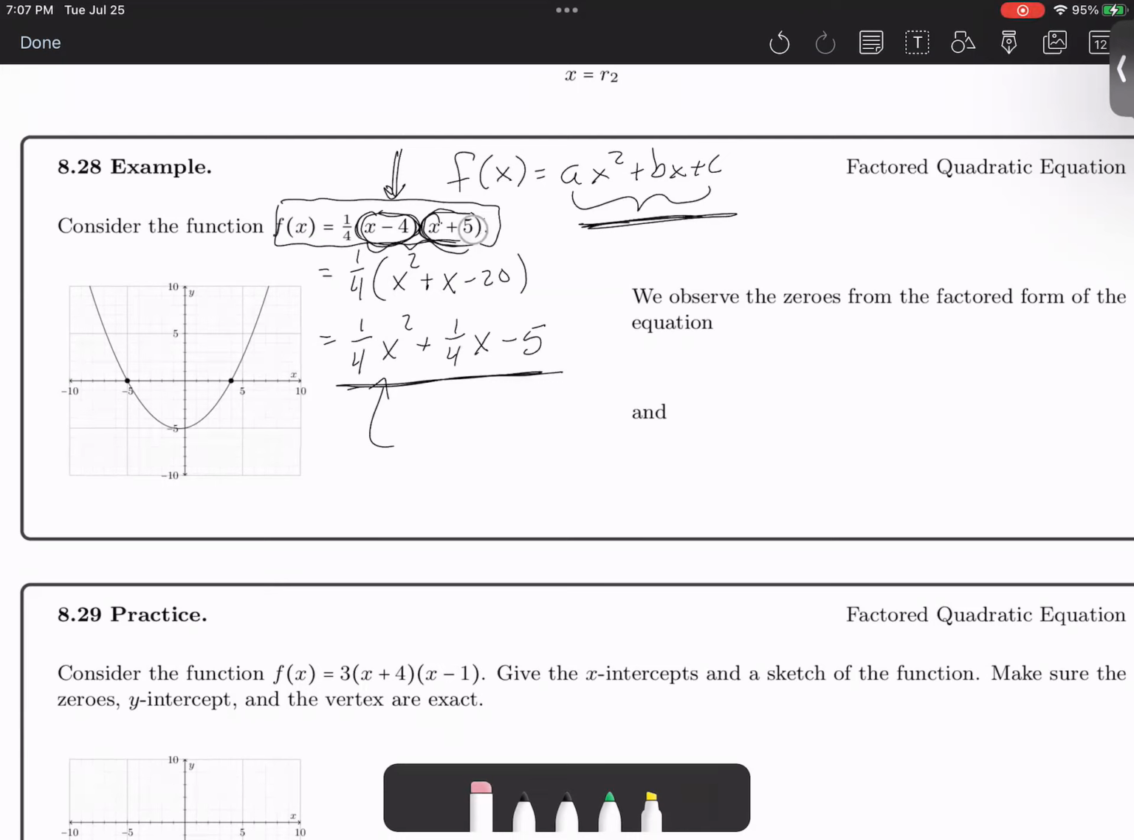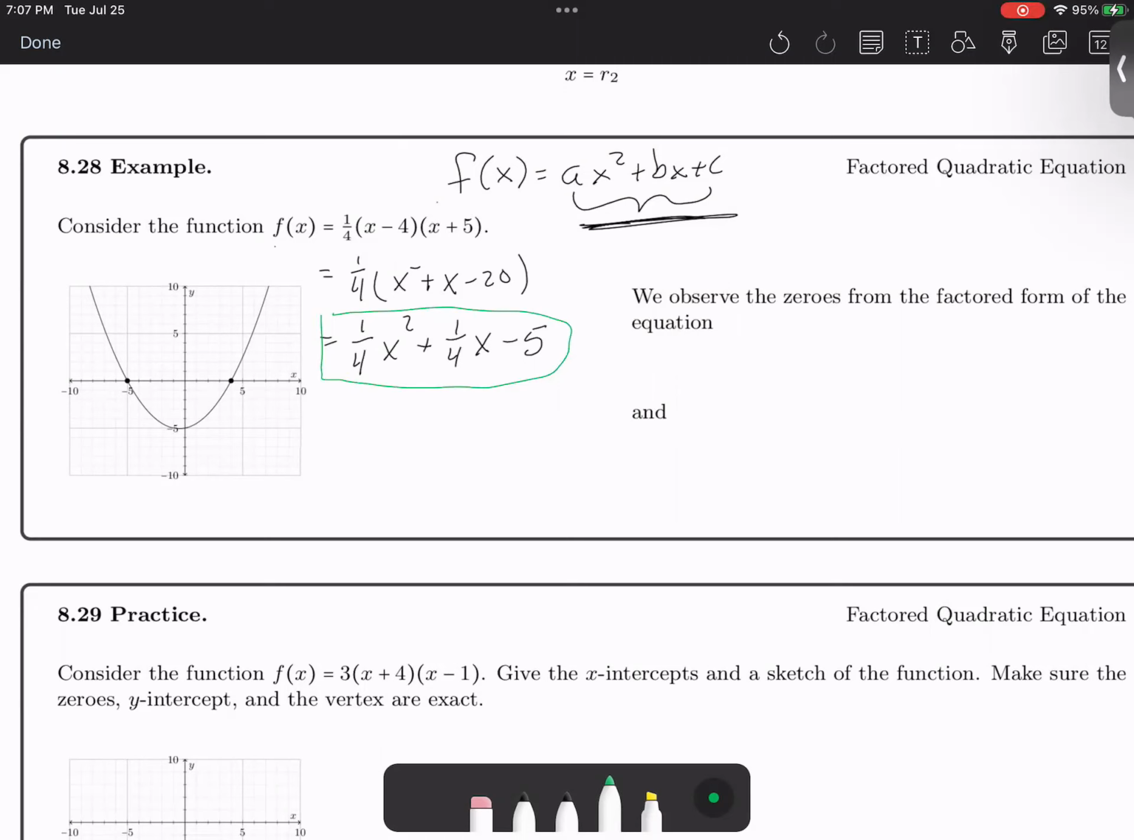Now, the reason that we like the factored form so much is because I can easily tell what my zeros are. If I gave you this form right here, you would probably jump right into the quadratic equation to figure out what your zeros are. But knowing that this is the same function, and also knowing that a times b equals 0 implies that one of them has to be 0, well, you've got a product of 1/4, x minus 4, and x plus 5.